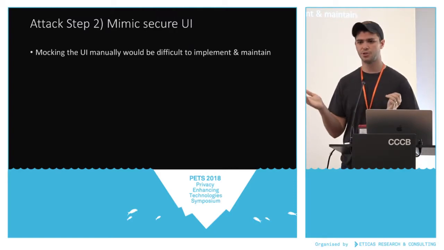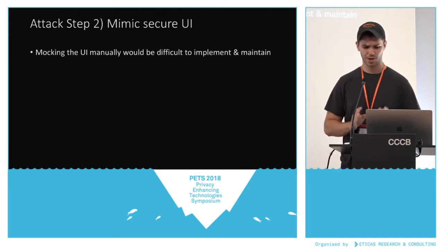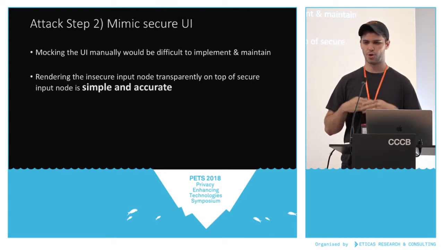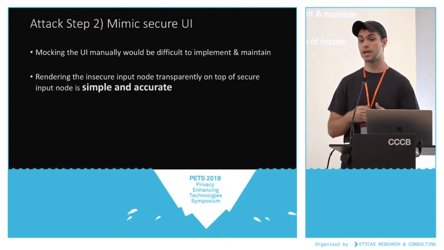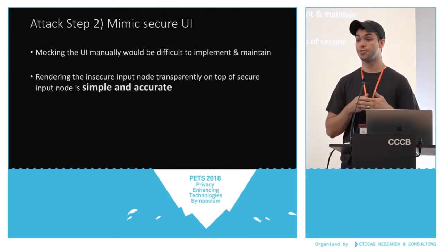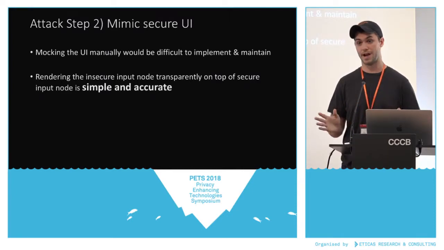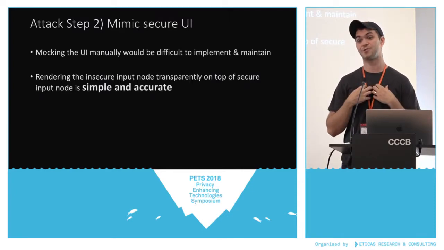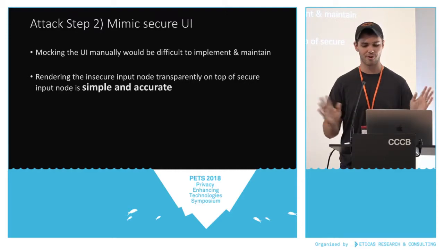And also, if they change their UI ever, it would be really hard to maintain the attack. So it'd be much simpler if I could just render an insecure node directly on top of a secure node such that the user thinks they're interacting with a secure node when really they're not. That's a much simpler way as an attacker. It's just a few lines of JavaScript rather than a lot of hair nesting.